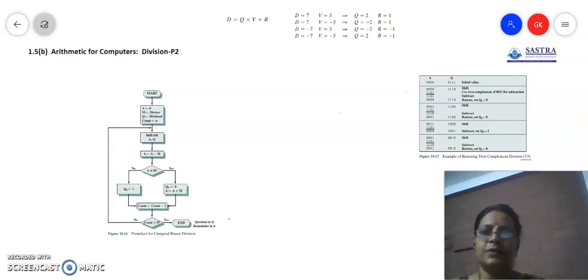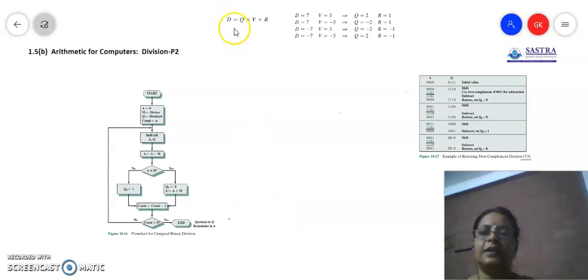Hello everyone. In this session we will discuss how to divide numbers: binary division. In the previous class we discussed the manual division method. Now, with the help of this flowchart and the hardware setup, how are we going to proceed with the division?